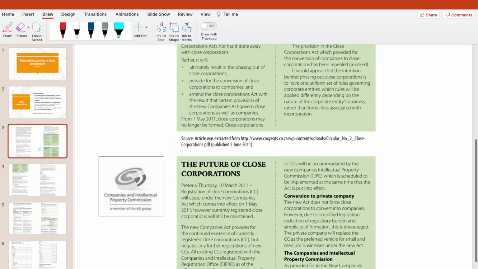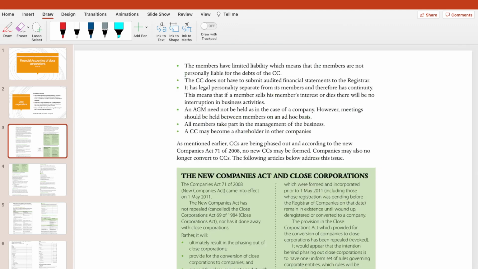The members have limited liability, which means that the members are not personally liable for the debt of the CC. That is the same as for the company. While in a sole proprietor and a partnership, it is not the same, because the partners and the sole trader are liable for the debts of the partnership or the business.